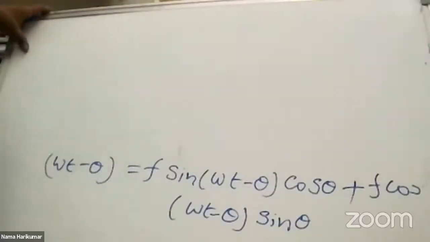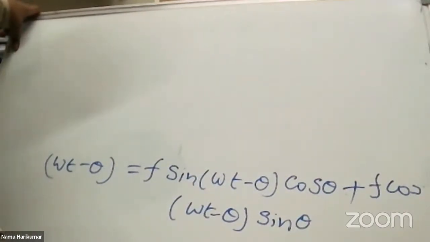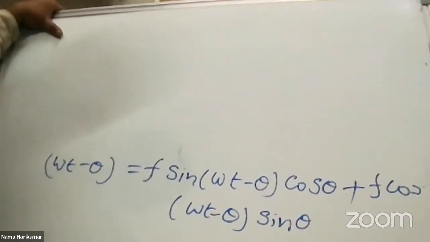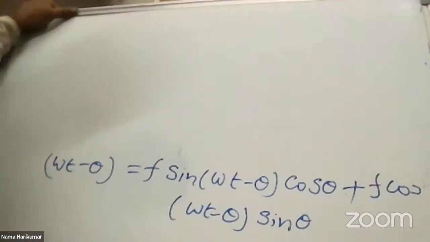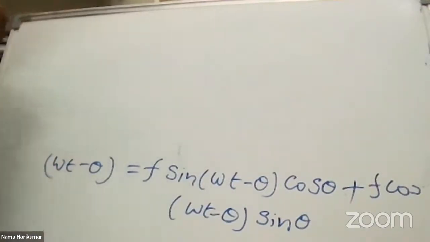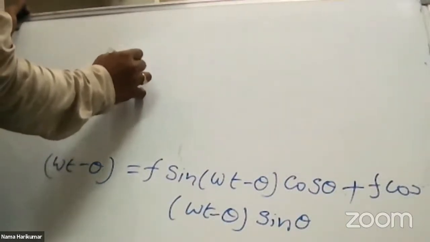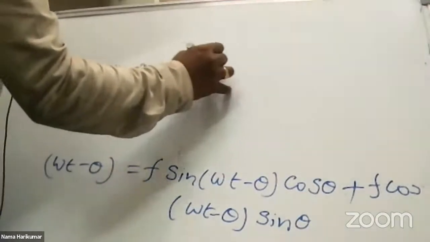Next one is the continuation. In the LHS side, a omega naught square minus omega square sine omega t minus theta is there. In the RHS side, f of sine omega t minus theta cos theta is there. The sine omega t minus theta on the LHS and RHS sides we have to remove. After that, the equation is a into omega naught square minus omega square equal to f of cos theta.